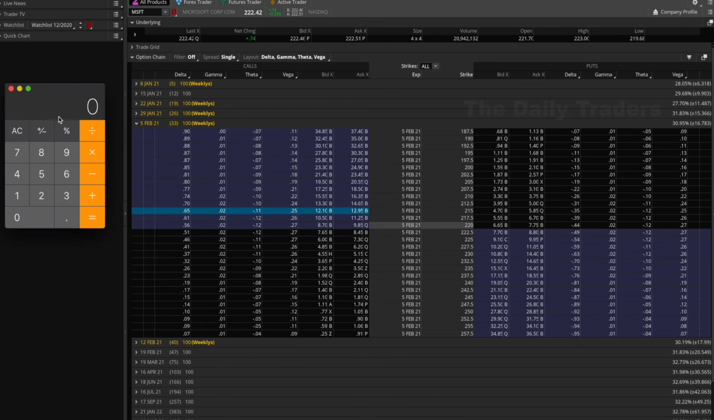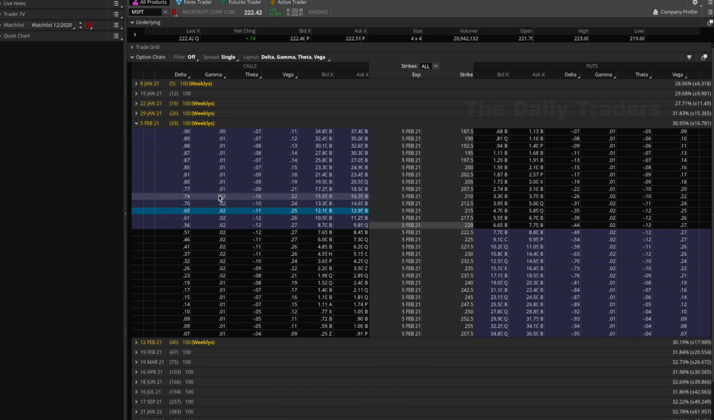All right, I just want to make sure you guys fully understand Delta before we move on. So if the current price of the contract is $12.95, and if Microsoft moves up $1, we're going to add 0.65. All right, so $65 to the contract, 0.65. So $13.06. That's how much the contract is going to be worth if Microsoft moves up $1.